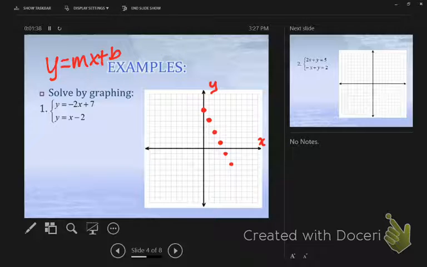Instead of going down 2 to the right 1, we could go up 2 to the left 1, and that'll be on the same line. Then we need to use a straight edge to make our line through our graph.